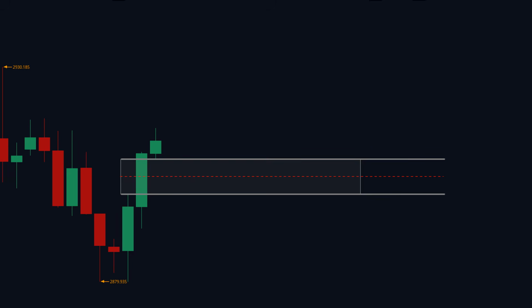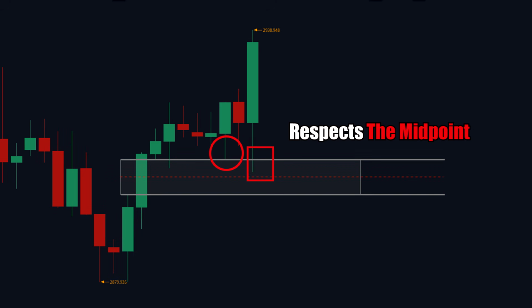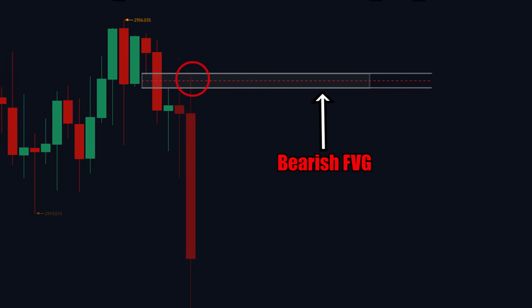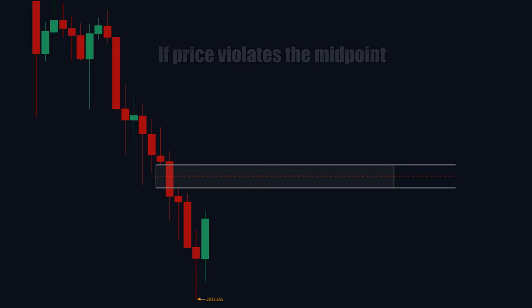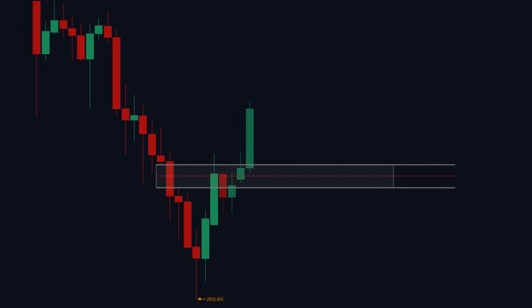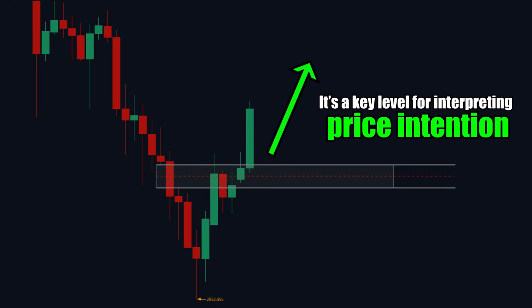Here's how it works in practice. If price revisits a fair value gap and respects the midpoint, it's a sign that price may reverse and continue in the original direction. For instance, if price enters a bearish FVG but fails to break above the midpoint, it's likely to move lower. However, if price violates the midpoint and closes beyond it, especially in a bearish FVG scenario, that's a strong signal that the market could continue pushing higher. It's a key level for interpreting price intention.